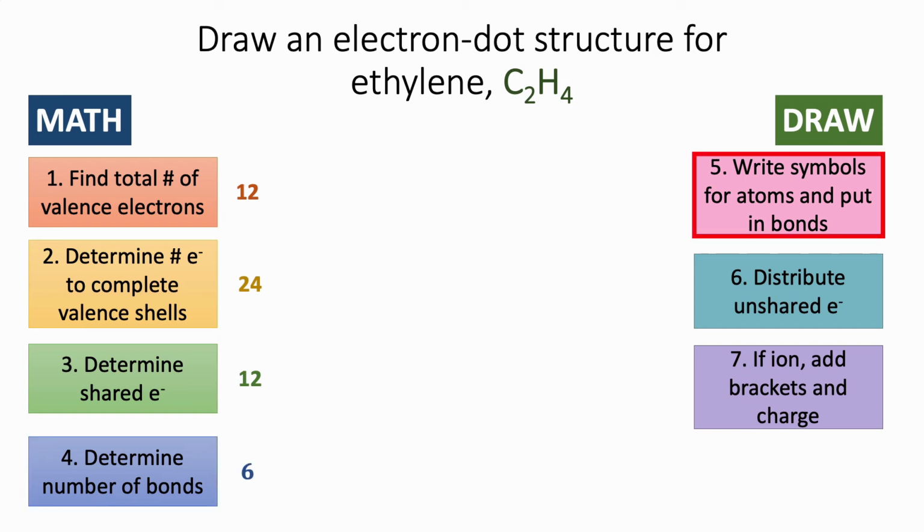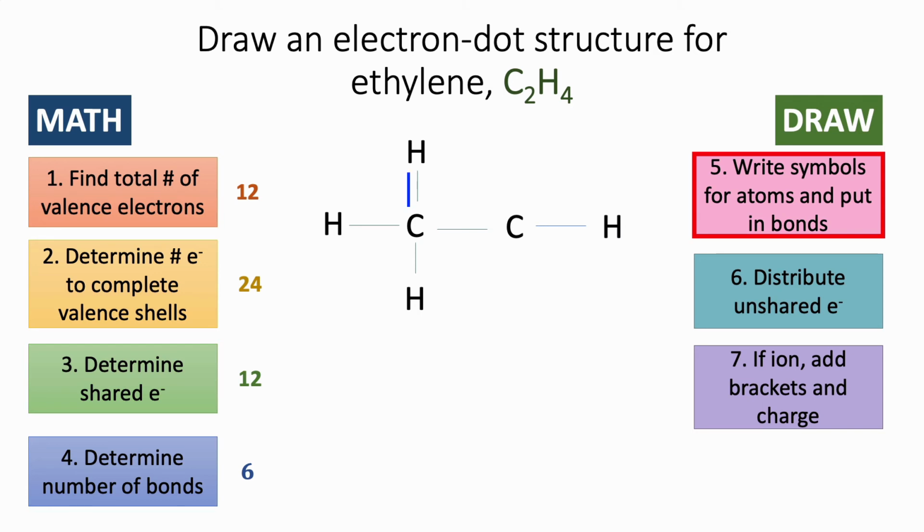Now we get to write symbols for atoms and put in the bonds. There are a number of ways you could do this, and sometimes you have to do it by trial and error. So I could put in a carbon, and I could say, well, let's see, how about 3 hydrogens, and then a carbon and a hydrogen? And then you start putting things in, and you're like, okay, 1, 2, 3, 4, 5, because you always start with 1 bond between each atom and the atom next to it. And then you're like, oh, I need another bond. Where is it going to go?